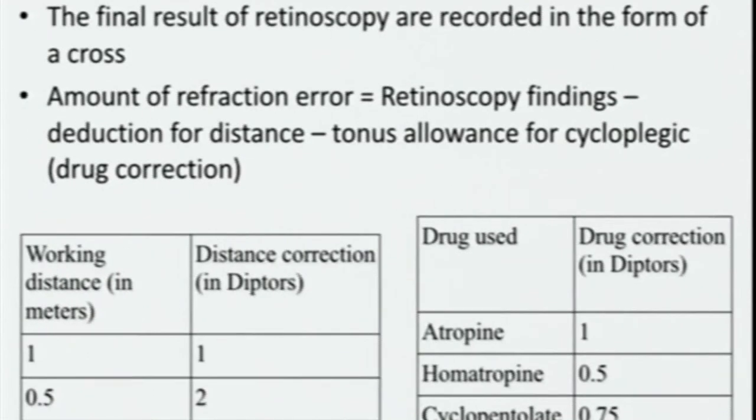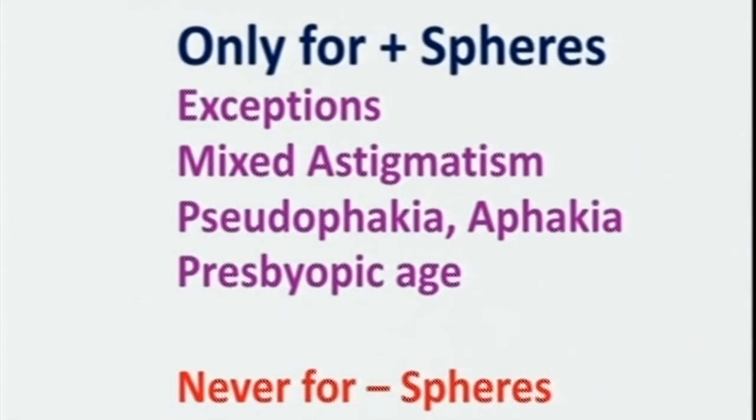Remember, working distance of 1 meter is a correction of 1, 0.5 meter is 2, at 0.67, two-thirds of a meter, arm's length, it is 1.5. Drug corrections we normally have are for atropine 1, homatropine 0.5. This is 100% confirmed. And cyclopentolate and tropicamide do have drug corrections varying from 0.5 to 0.75. Don't think tropicamide. The only drug which does not have a drug correction is the only dilating drop, which is called phenylephrine.